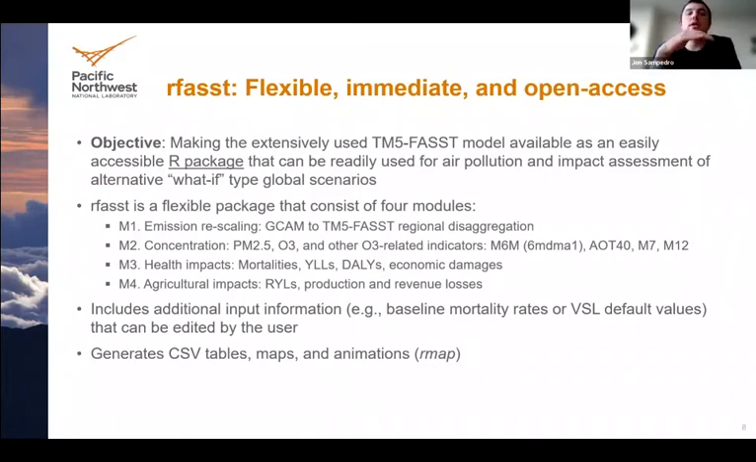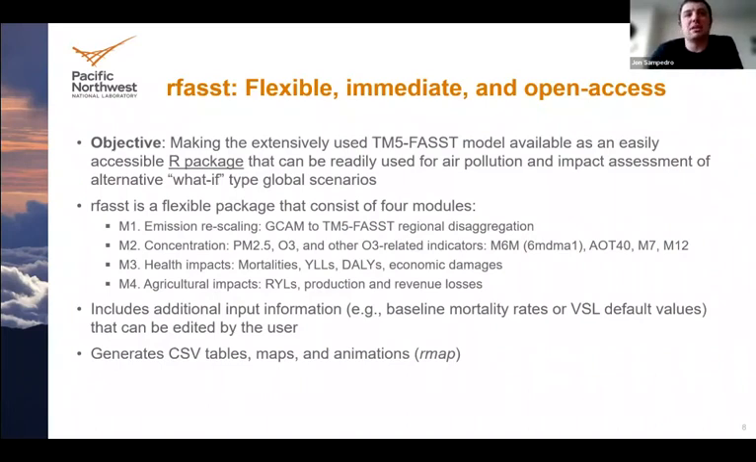And we also have different modules to estimate concentration levels of PM2.5 and ozone, the additional health impacts in terms of mortality, years of life lost or dailies and the associated damages, and the agricultural impacts, right? The tool includes additional input information like baseline mortality rates or default values that can be edited by the user. And in terms of outputs, the tool will generate different CSV files or tables, maps, and animations generated with the rmap underlying software.